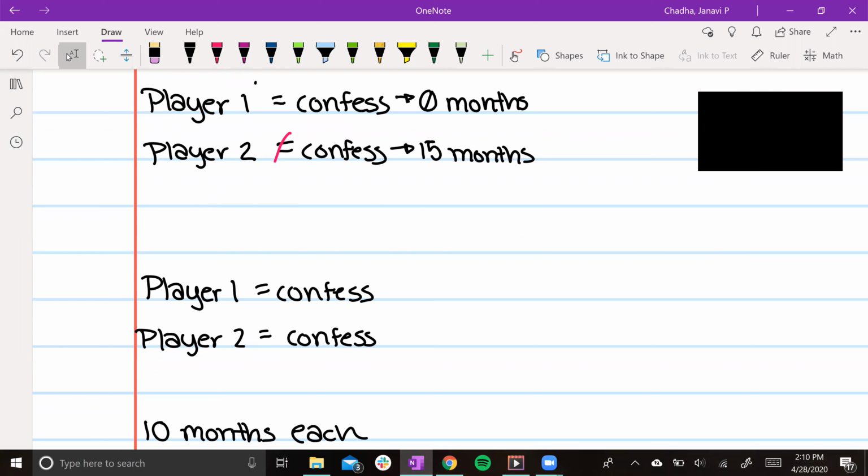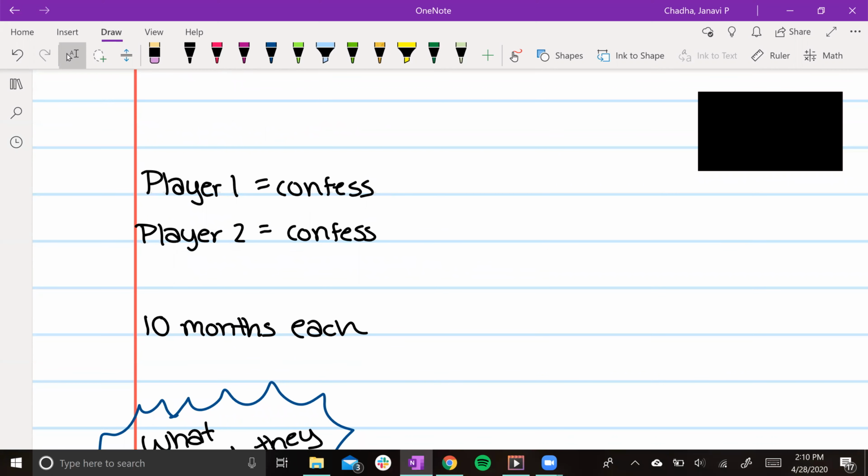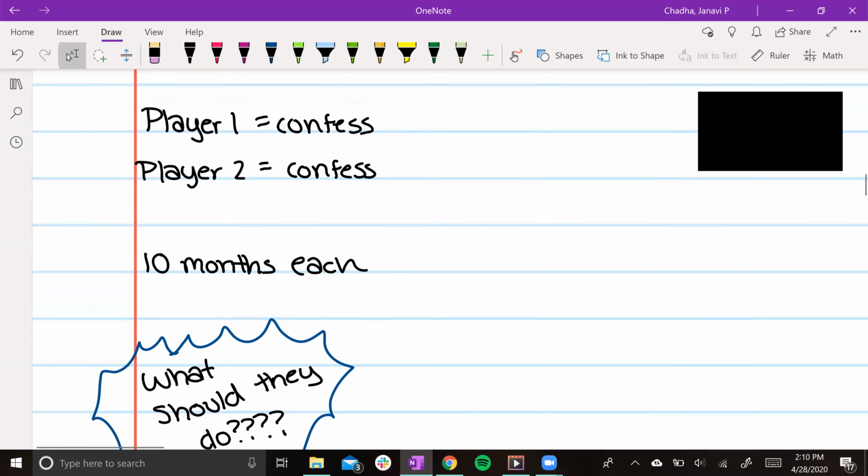The third scenario is that both of them confess. In this scenario, they each get 10 months of jail time. So what should they do?